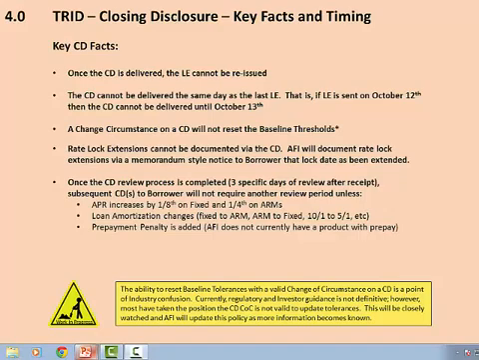The APR increases by 1/8 or more on fixed-rate transactions, or 1/4 or more on adjustable rate loans. The loan amortization changes. Examples of this would include a fixed rate to an adjustable rate, or a 5/1 ARM to a 7/1 ARM. A prepayment penalty is added. Please note that Amerifirst does not currently offer any products that have a prepayment feature.